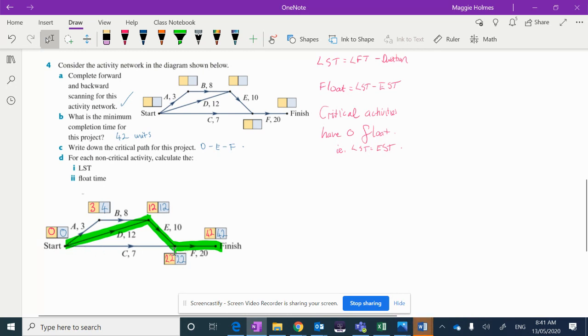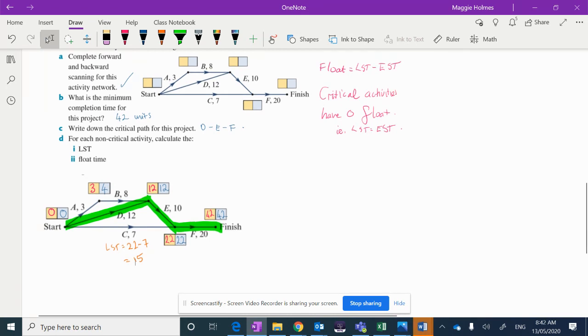So latest start time is the latest finishing time for it, which was 22, minus its duration. So LST equals 22 minus 7. So it can start at the latest at day 15 if it's in days, and it will still be finished in time. So that's its latest starting time. Therefore, its float, we'll do that bit as well, which is the latest start time minus the earliest start time. So that's 15 minus 0, so it's 15.